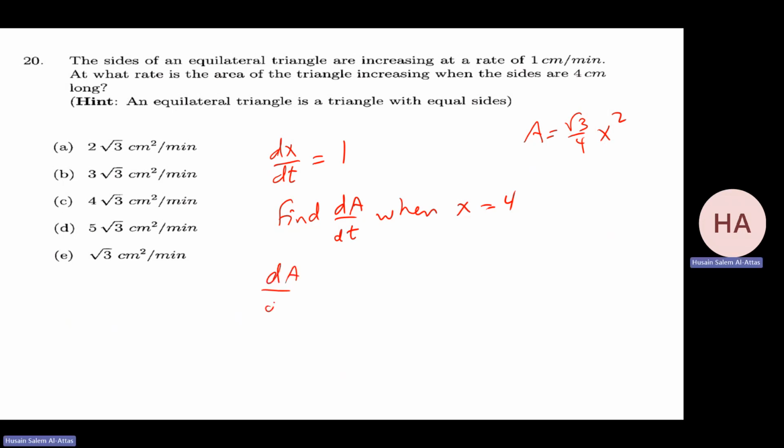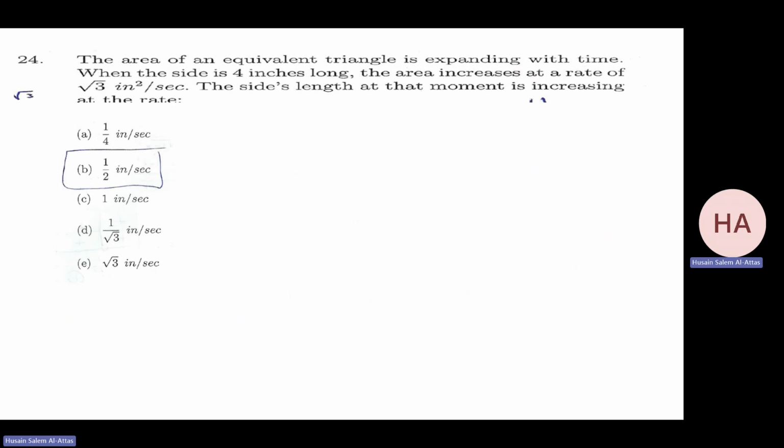dA by dt will be square root 3 over 2 x dx by dt. And that will be square root 3 into 4 times 1. And that will be 2 square root of 3, which is this one. Centimeter square per minute. Okay, no problem with the units.